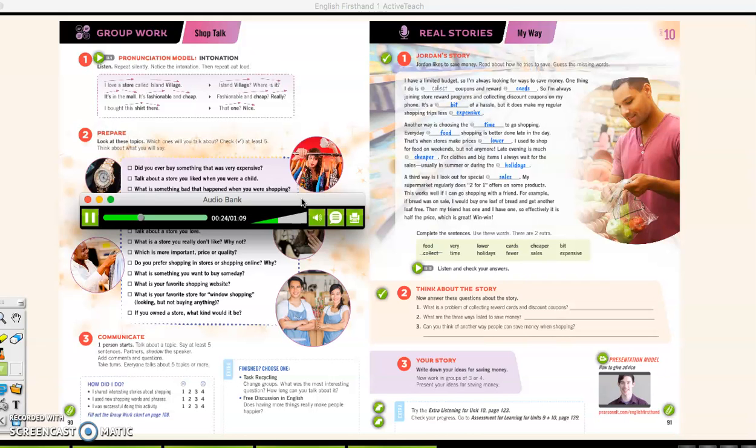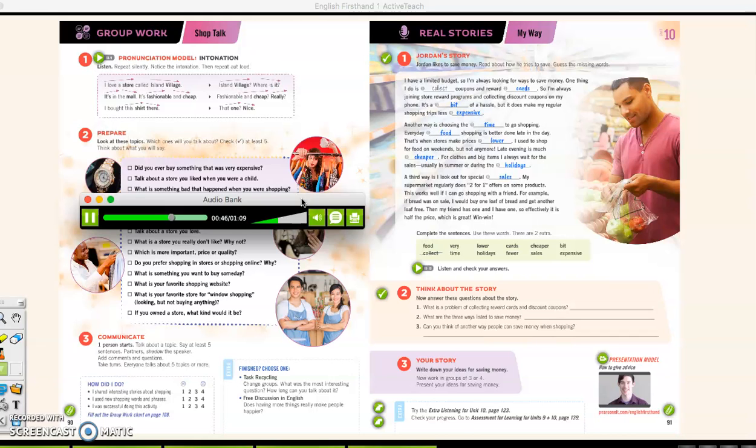Unit 10, Real Stories. My way. I have a limited budget, so I'm always looking for ways to save money. One thing I do is collect coupons and reward cards, so I'm always joining store reward programs and collecting discount coupons on my phone. It's a bit of a hassle, but it does make my regular shopping trips less expensive. Another way is choosing the time to go shopping. Everyday food shopping is better done late in the day. That's when stores make prices lower. I used to shop for food on weekends, but not anymore. Late evening is much cheaper. For clothes and big items, I always wait for the sales, usually in summer or during the holidays.